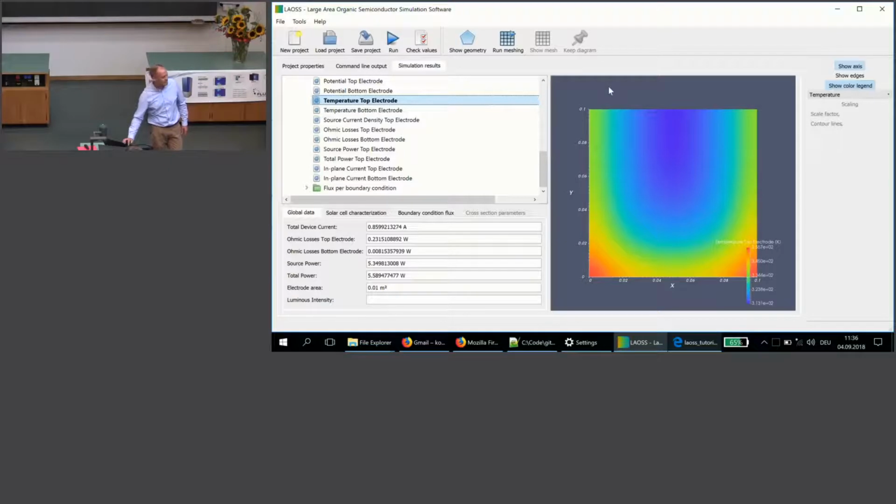More questions about the software? I think they're in the Laoss manual. You would also find some explanation about the Joule coupling term. Okay, then we can go back to the presentation.